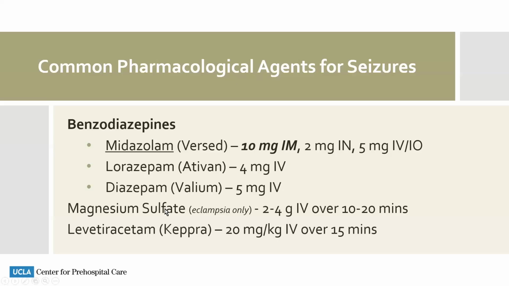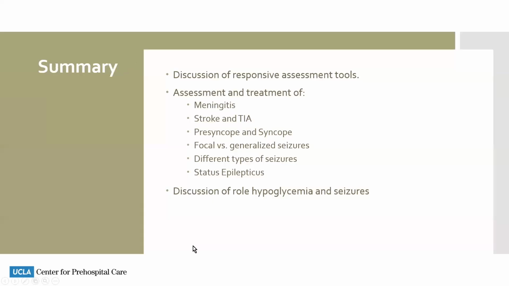Magnesium sulfate is given for a seizure due to eclampsia, which I'm going to talk to you about. And then Keppra is a new drug that we give, and you probably heard Dilantin for seizures. And that used to be the only drug we could give until Keppra was introduced.